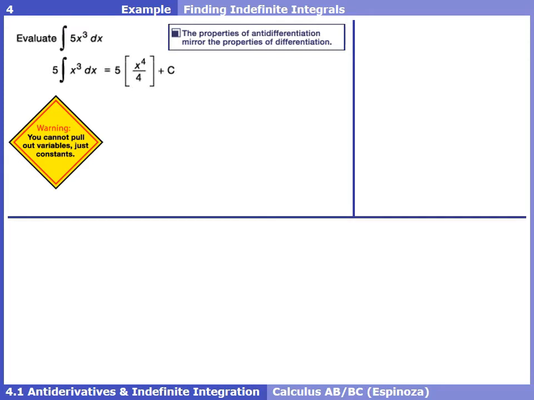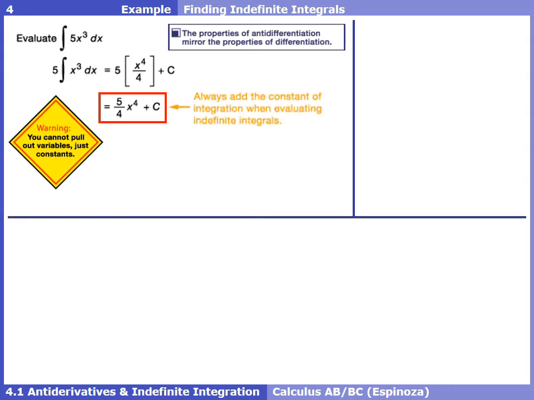We're going to add 1 to the power and divide by that new power, and again, don't forget that plus c. To make this look a little more simplified, since we usually like having a number, an x, and a power, we can take the 5 and the 4 and write that as a fraction, so this would become 5 over 4 times x to the 4th plus c. Keep in mind, we have to keep that plus c there because we don't know what that number could have been.